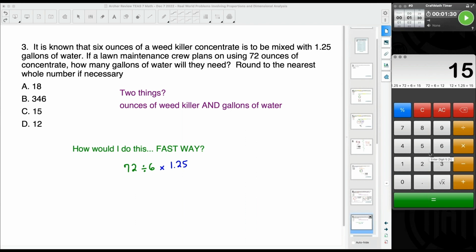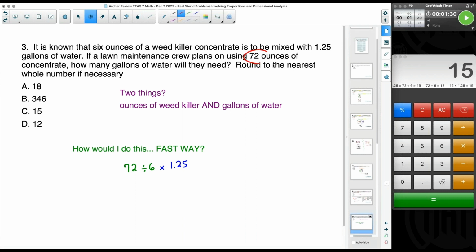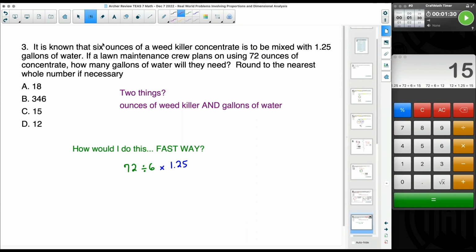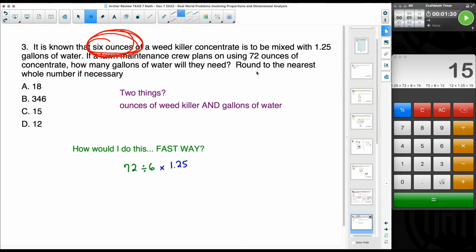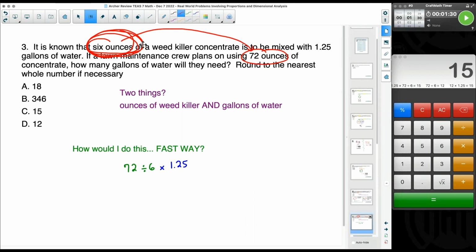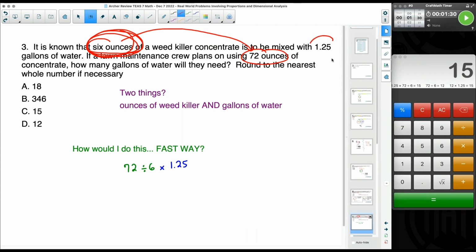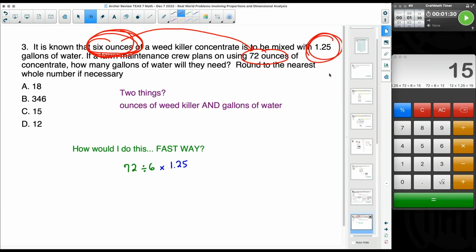But I'll try to explain this to you. Why am I doing this? What I know is that 72 ounces of this concentrate, here's what that's telling me. We have to use essentially 12 times this amount. 6 ounces, well, we need 72 ounces. That's 12 times the amount of 6, because 6 times 12 is 72. Well, you have to use 12 times the amount of that gallons of water as well. That's what goes through my brain. That's the fast way of doing it.